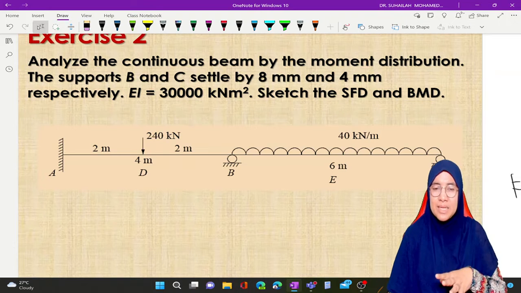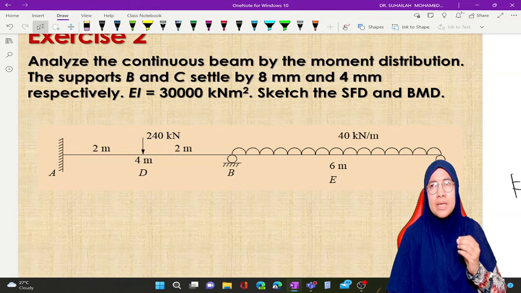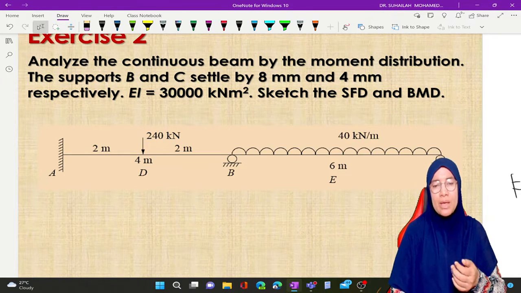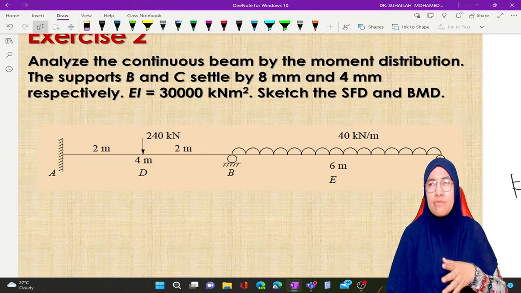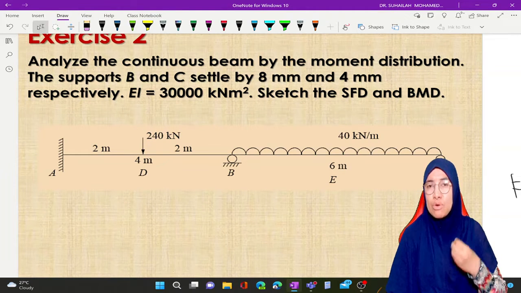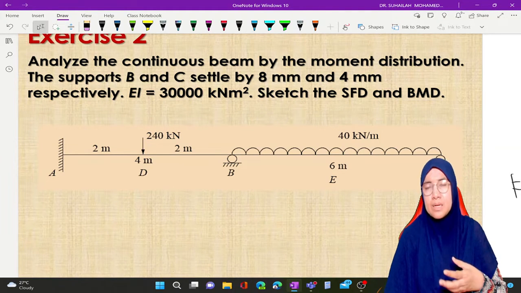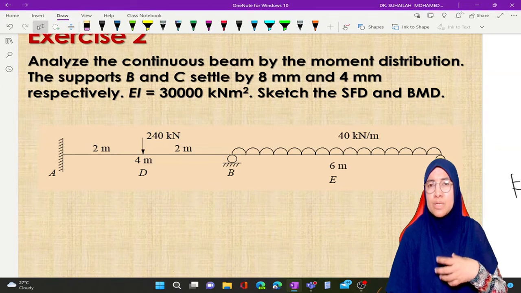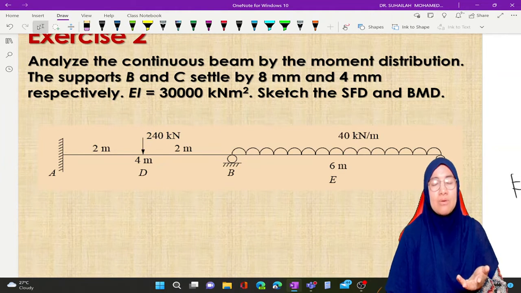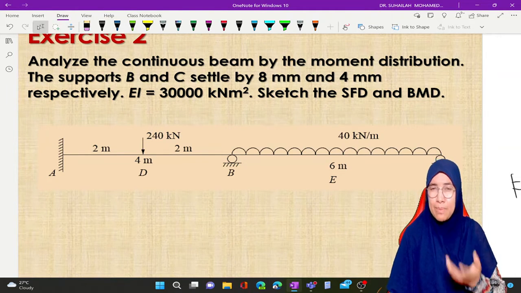So in order to analyze this beam, we can actually do it separately. One table for FEM due to loading, and another table for FEM due to support settlement. Anyway, we can also combine FEM and solve the end moment in one table, because FEM due to loading we can calculate directly because the loading is all given, and FEM due to support settlement we can also calculate directly because settlement is a known value, not an unknown value.